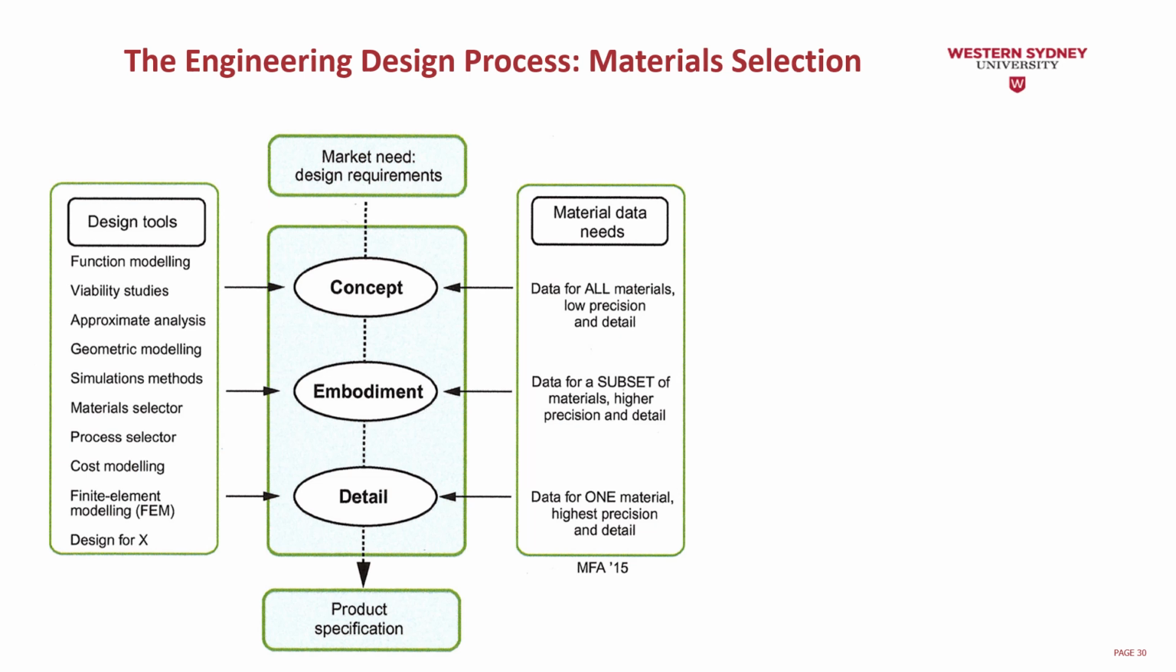Now we can extend the previous flowchart. So once again, we said that we are going to start with the concept, the embodiment, and the details. So we start with each one. We need to feed them with the design tools, like function modeling, viability studies, approximate analysis, geometric modeling, simulation methods, the material selectors, the process selectors, cost modeling, finite element analysis modeling, and design for X.